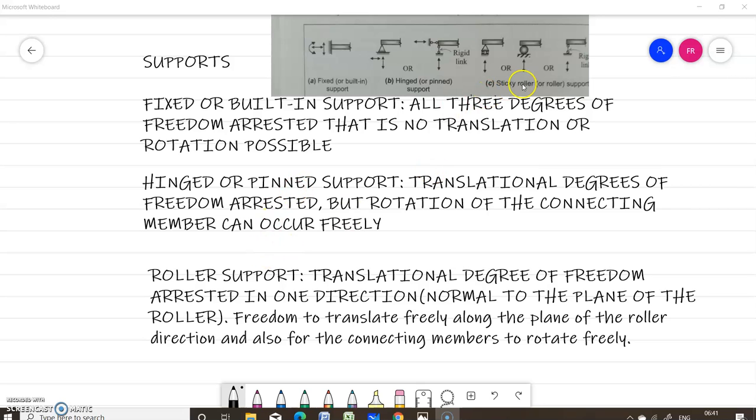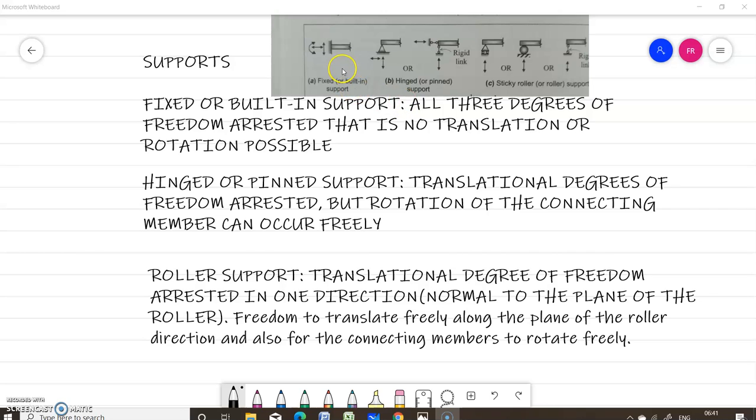Now the third type of support is a roller support. So in the case of a roller support, the translational degree of freedom is arrested in one direction, that is, normal to the plane of the roller. It is not allowed to move in the vertical direction, but it can move horizontally and also it can rotate. So freedom to translate freely along the plane of the roller direction, and also for the connecting members to rotate freely. So this is allowed to rotate, and also this is allowed to move in the horizontal direction.